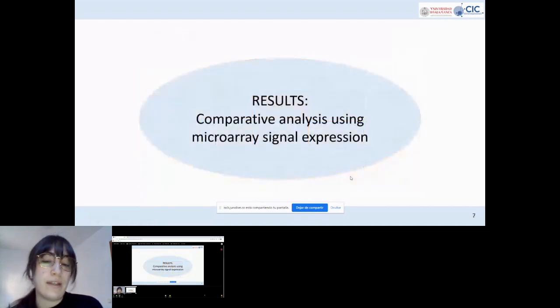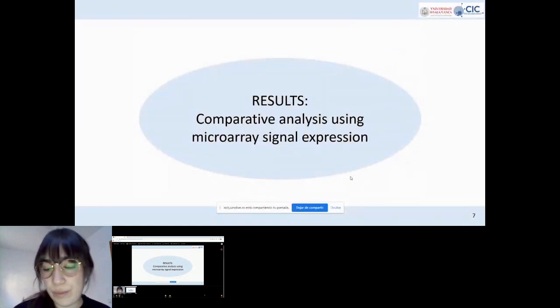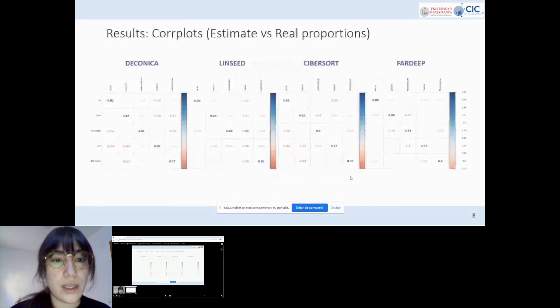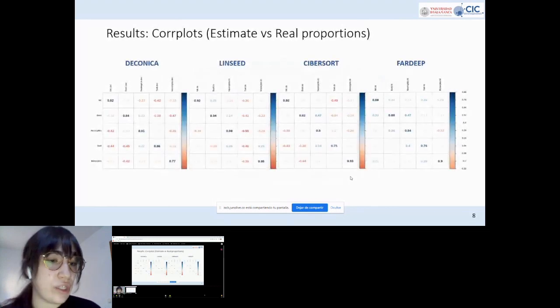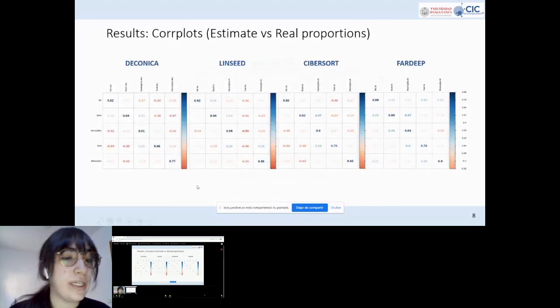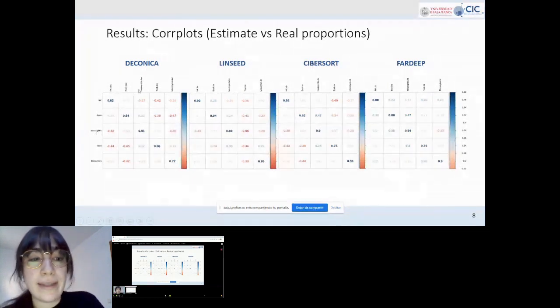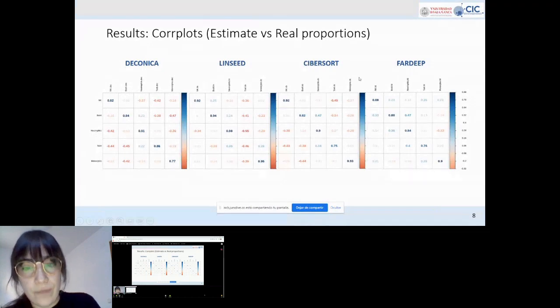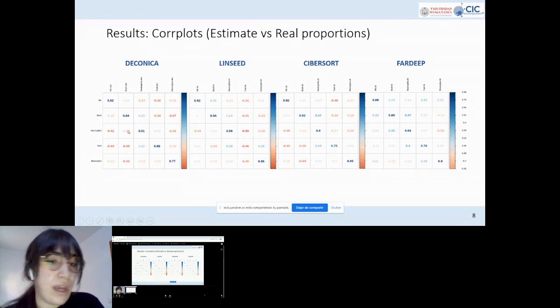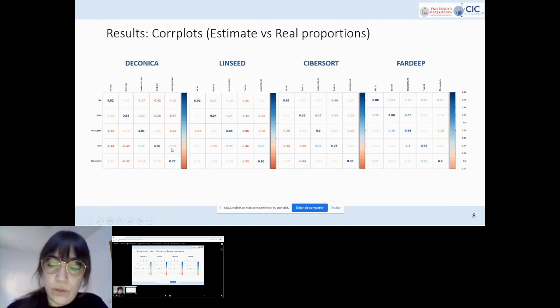In the first part of our study, we perform a comparative analysis using microarray signal expression data. This curve plot shows the correlation coefficients calculated between the real proportions obtained by flow cytometry and the proportions estimated by CONICA, LINSEED, CIBERSORT, and FARDEEP. In general, all methods provide high correlation coefficients, but LINSEED didn't recognize T lymphocytes.